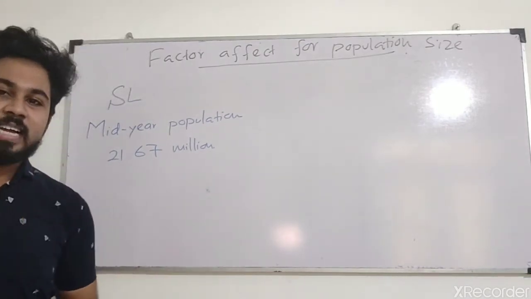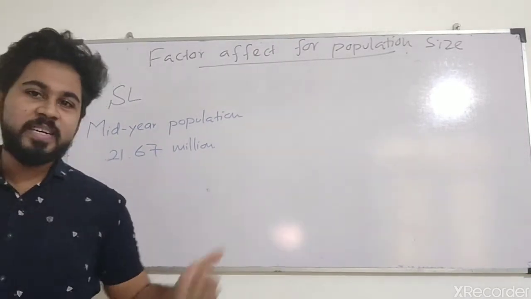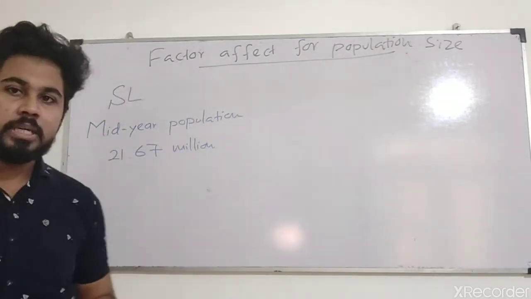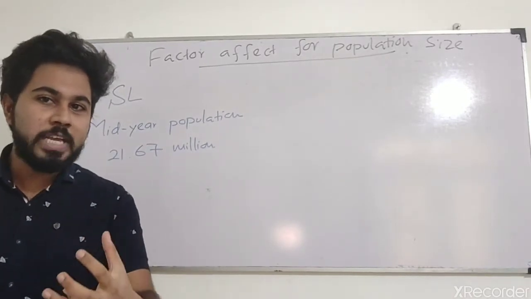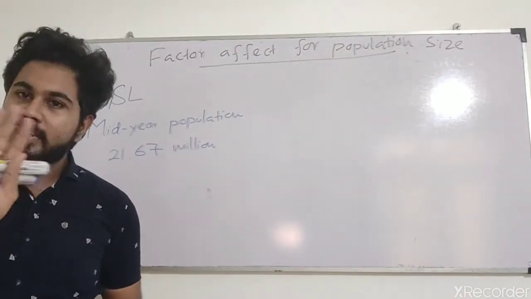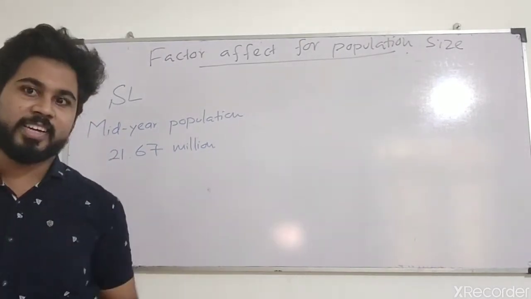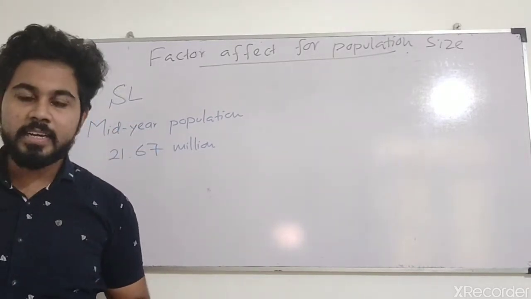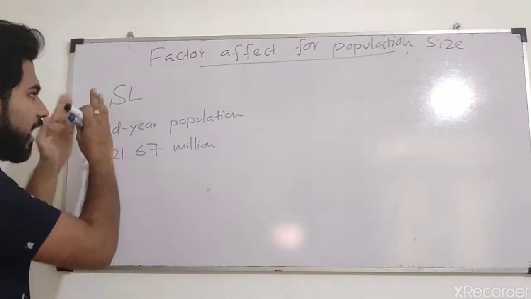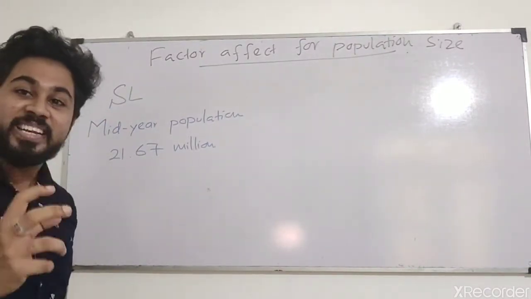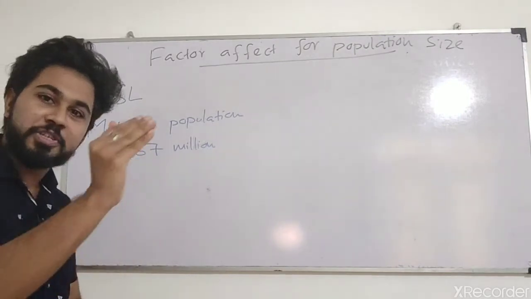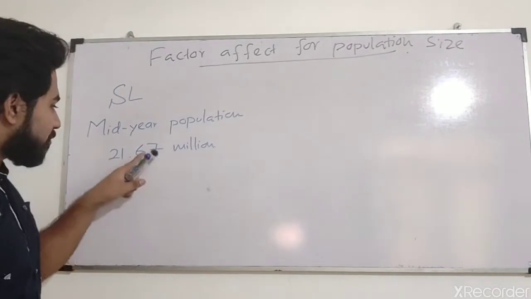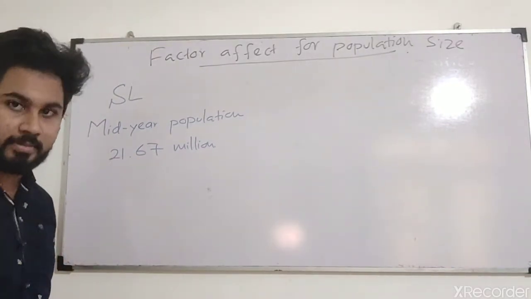Yes, my dear students, generally when the census and statistics department calculates the population, they are not calculating the population at the beginning of the year or at the end of the year. They are always calculating the population at the middle of the year. Clear? So Sri Lanka also calculated its mid-year population, not at the beginning, not at the end, but at the middle. That was 21.67 million. Clear?